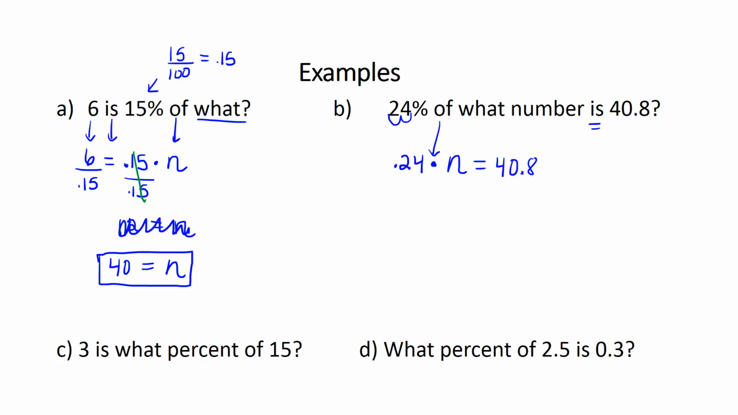And again, you know that this is like the last one. It's going to be larger than that. 24% of what is 40.8, so it's going to be much larger than 40. Again, you do the opposite operation to both sides. Since it's times, we divide both sides by that. Remember, don't subtract. You have to do the opposite of multiplication, which is division. 40.8 divided by 0.24 should give you 170.